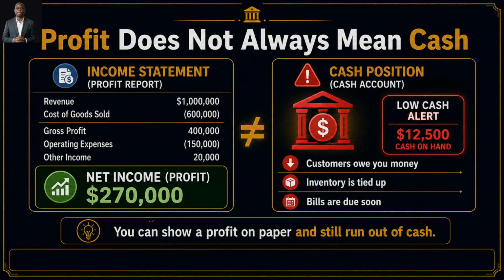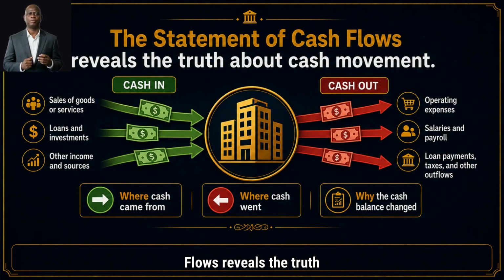Let me say that again. A business can show profit and still have a cash problem. That is why the statement of cash flows matters. The statement of cash flows reveals the truth about cash movement. It focuses on where cash came from, where cash went, and why the cash balance changed. That is the power of this statement.